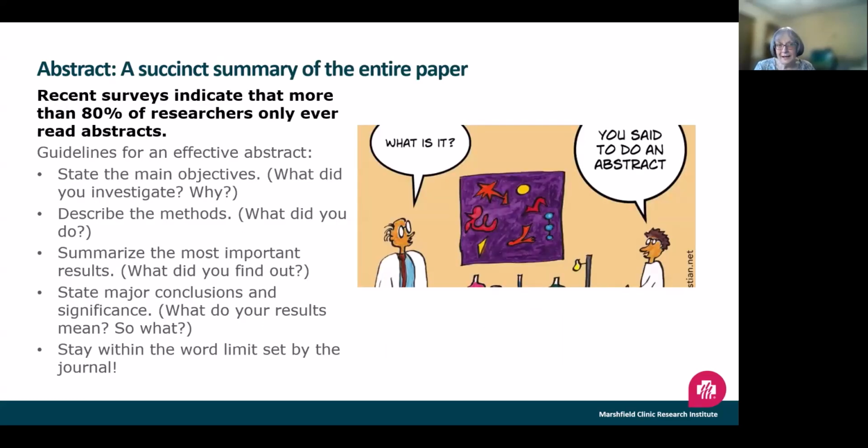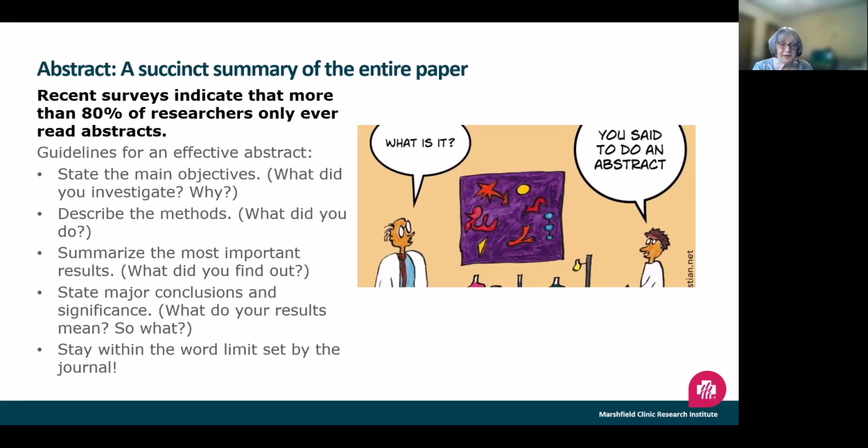Okay, your abstract. And why do I talk about this at the end? Because the abstract comes at the beginning of your article, which is true, but it's the last thing that you write. So surveys have shown that more than 80% of researchers only ever read abstracts. And I know that's true because I work with several scientists who, even in getting their references, they only read the abstract for the references of the articles that they use.